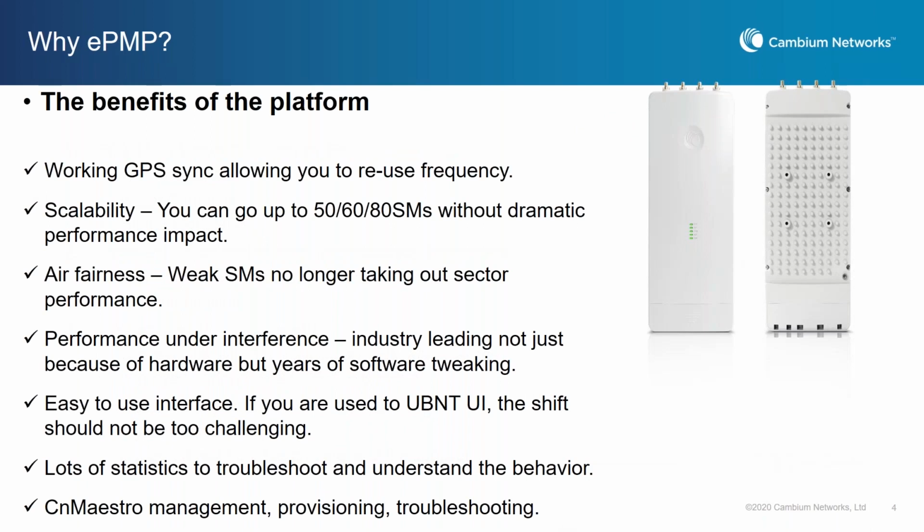Some of the other benefits, I mentioned synchronization, scalability. As you go out and add new subscribers with the ePMP access points, you can go up to 50, 60. The platform itself supports up to 120, but we quite often see 80 plus subscribers on a sector. Air fairness helps by making sure that all the SMs, or all the subscriber modules, have a chance. They can share that bandwidth.